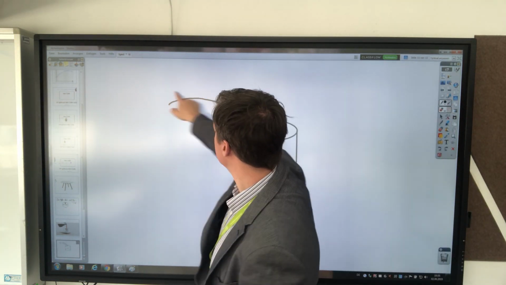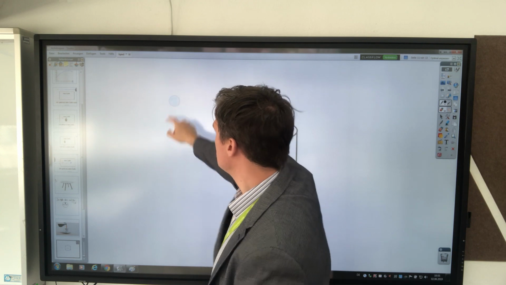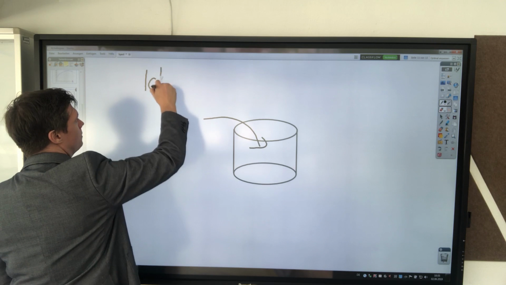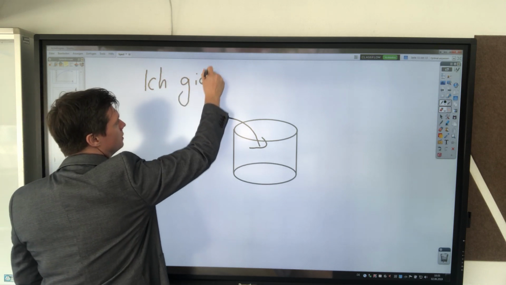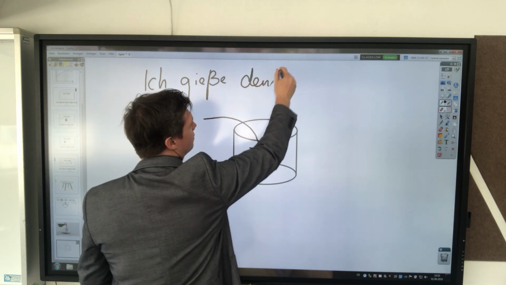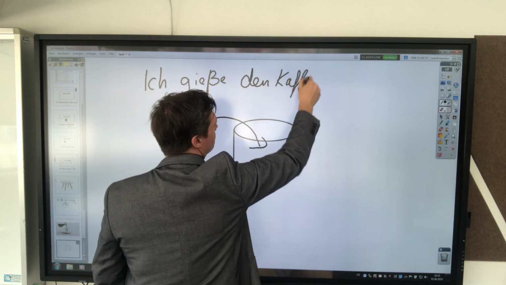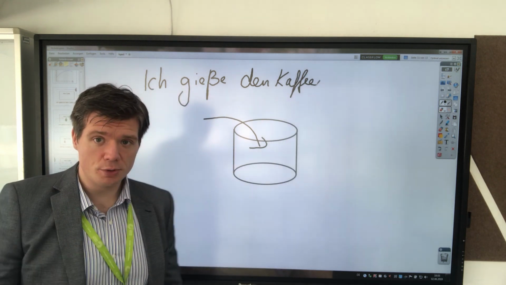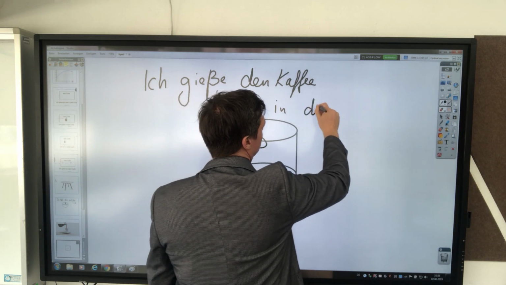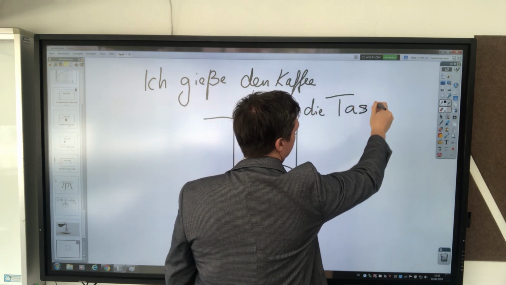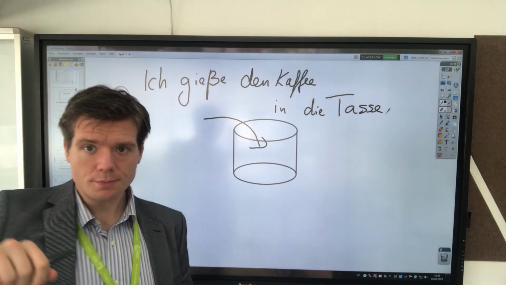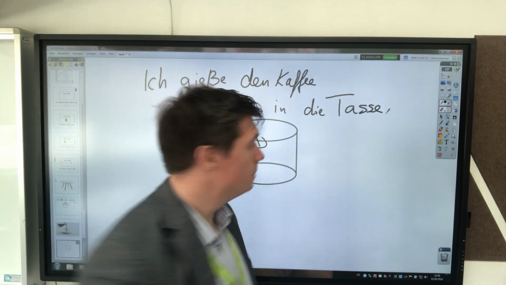So how to say this sentence here. Ich gieße, gieße is to pour, ich gieße den Kaffee. Again, Kaffee is accusative because it's the direct object. Und dann in die Tasse. Gut. Nächstes Beispiel.